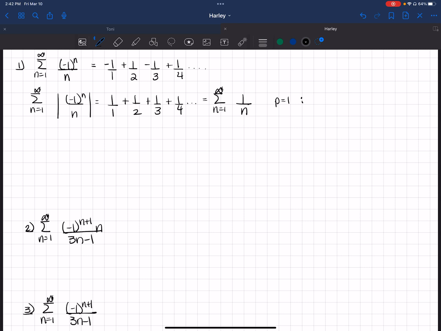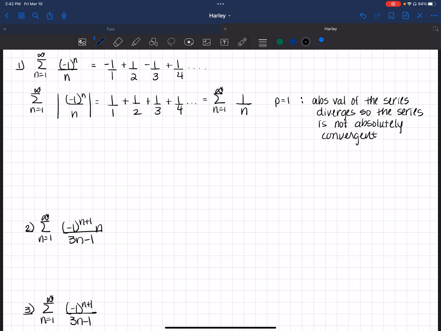So all that tells me is, since the absolute value of the series diverges, the series is not absolutely convergent. But it can still be conditionally convergent. Okay, you just said it's not absolutely convergent.